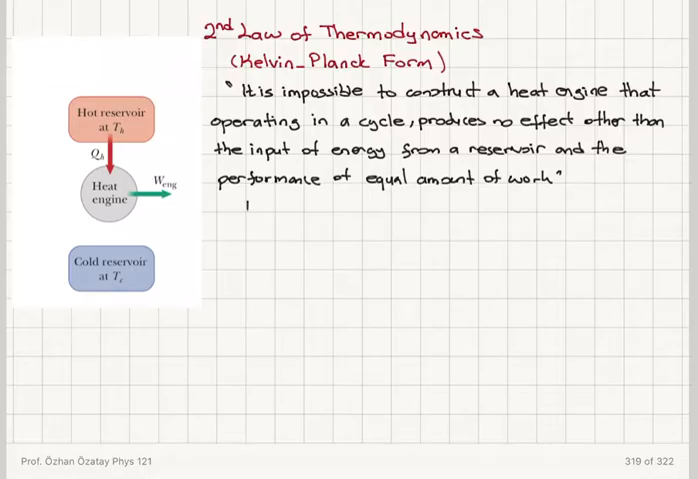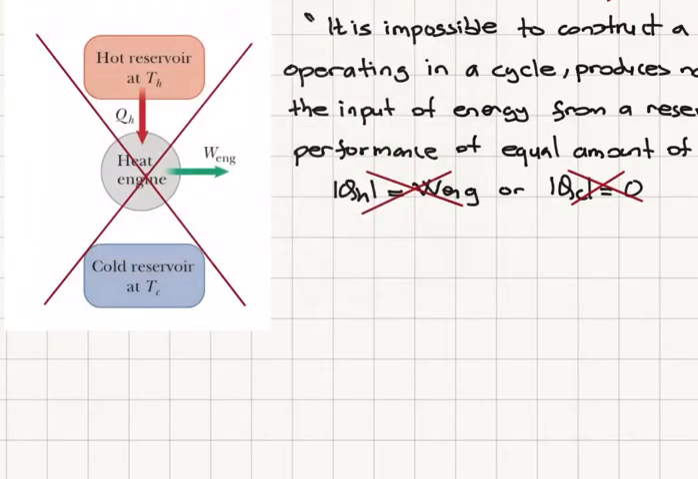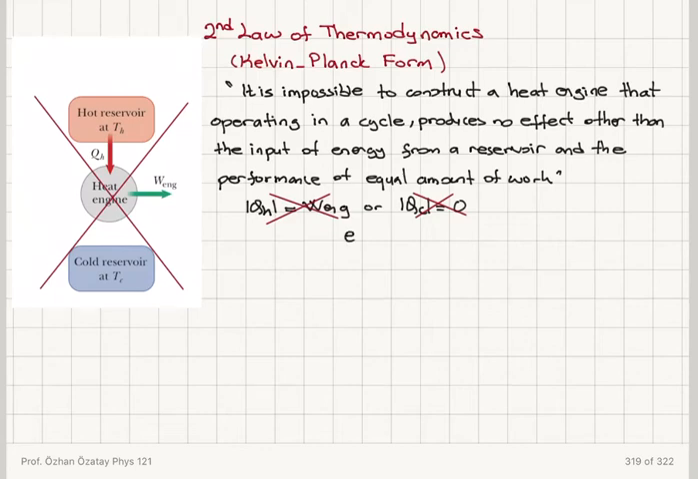Basically, it's saying QH is equal to W engine, or QC is equal to 0. This is not possible. In other words, in our diagram here, you can see we have a cyclical machine that absorbs heat from a hot reservoir and provides an equal amount of work with nothing expelled to the cold reservoir. This is not allowed by the second law of thermodynamics. In other words, the thermal efficiency of a heat engine cannot be equal to 1. So we cannot have a 100% efficiency heat engine.